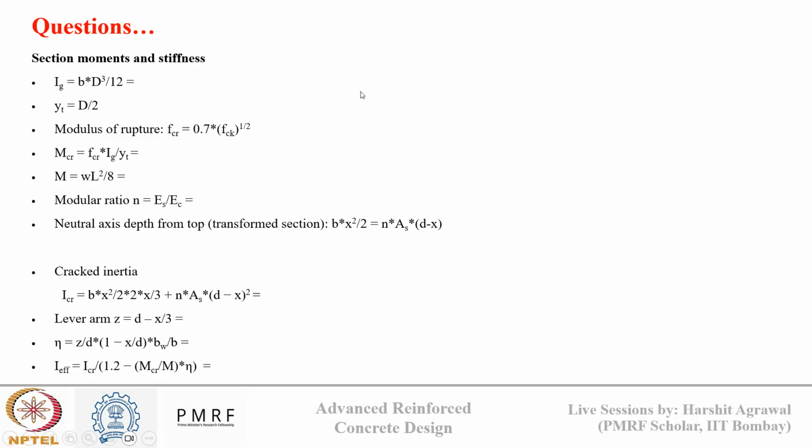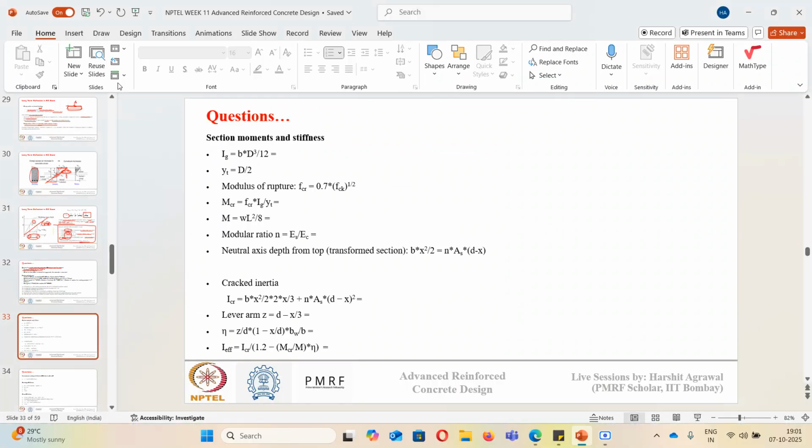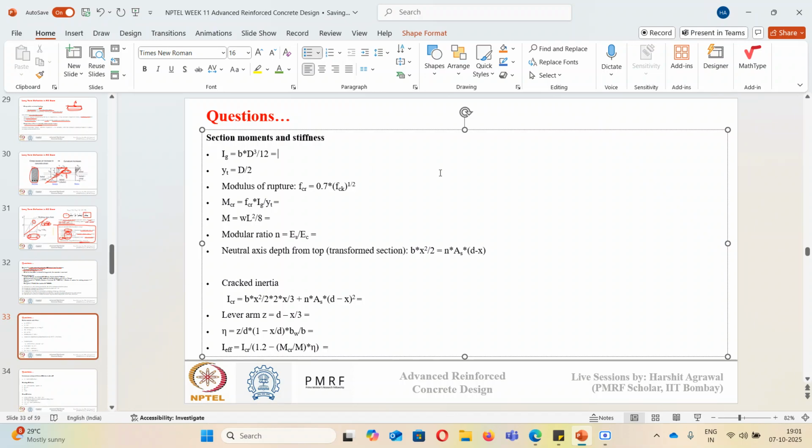So first of all we will check the section moments and stiffness value. The gross moment of inertia is given by BD cube by 12. B is equal to 300, D is equal to 600, so 300 into 600 cube by 12 will give me a value of 5.4 into 10 to the power 9 mm to the power 4. So this is my gross moment of inertia.